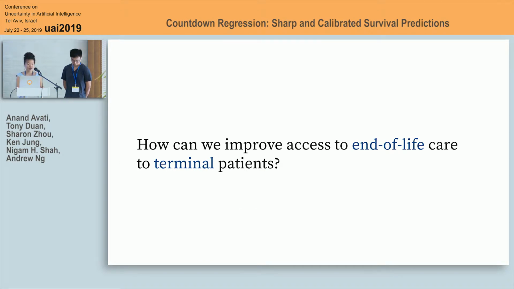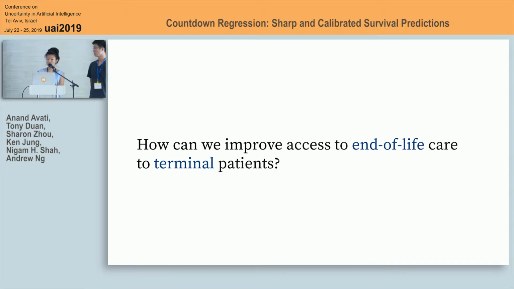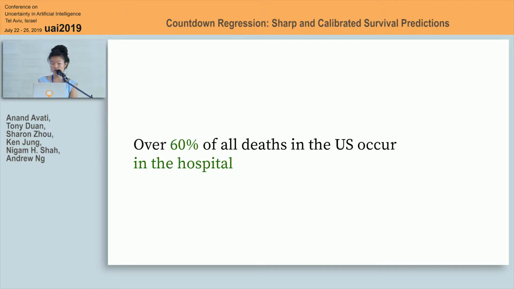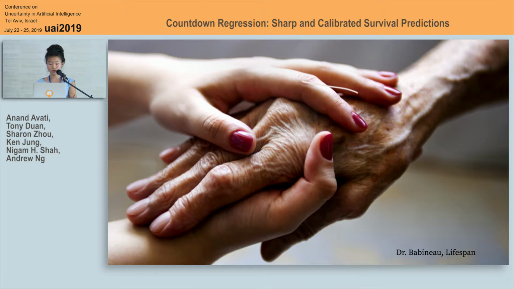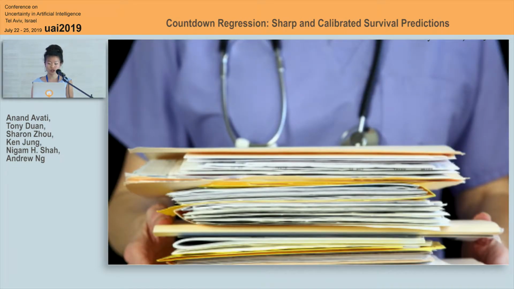Okay, so the overarching impact of the paper we'll be talking about today is centered around the question: how can we improve access to end-of-life care to terminally ill patients? Right now we have a problem in the hospital. Over 60% of all deaths in the US occur in the hospital. Meanwhile, most people prefer to pass away at home next to their loved ones. And determining who should go home due to their condition is usually the job of palliative care teams in the hospital who are in charge of dispatching patients once it's the right time.